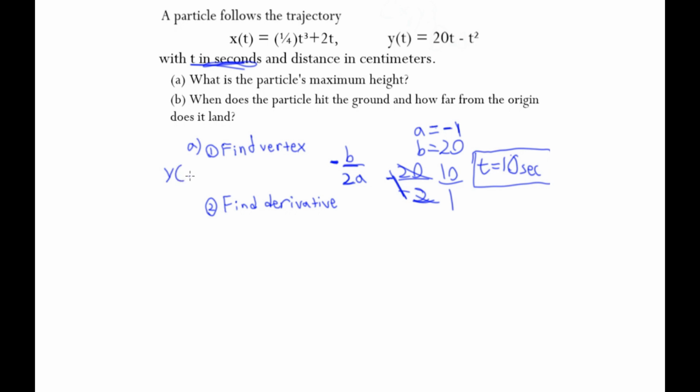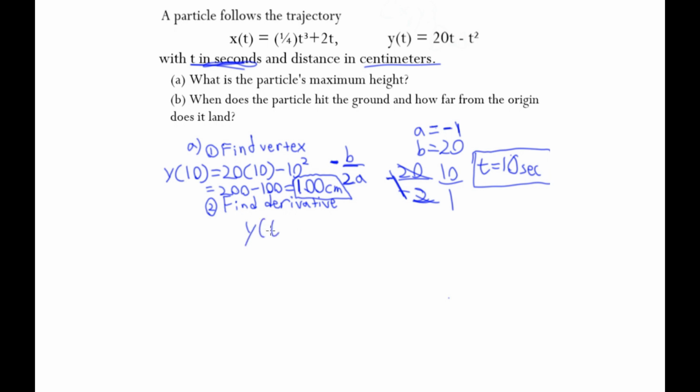y of 10 is equal to 20 multiplied by 10 minus 10 squared, 200 minus 100, which is equal to 100. Distance is in centimeters, so 100 centimeters is its highest point. Okay, so the second thing we can do is find the derivative.